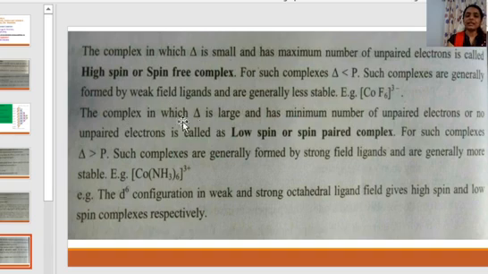The complex in which delta is large and has the minimum number of unpaired electrons or no unpaired electron is called a low spin or spin paired complex.